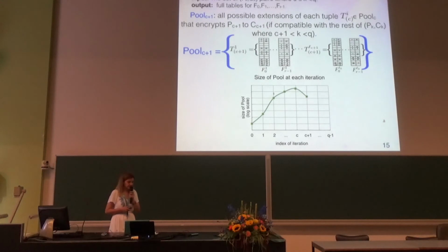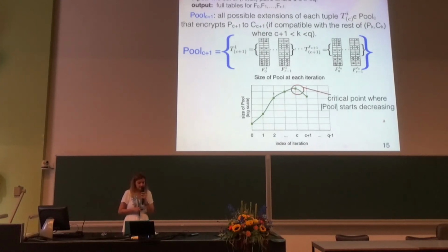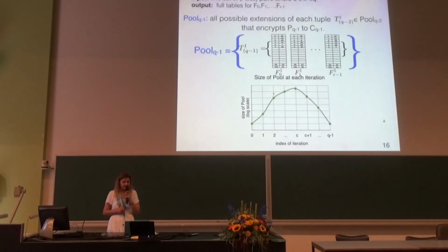Okay. Again, the pool size is increasing, and at some point, the pool size will stop increasing and it will start decreasing. And this point is called the critical point, where the pool reached the maximum point. This is important because all the complexity analysis will be based on the size of this pool, the maximum size of the pool.